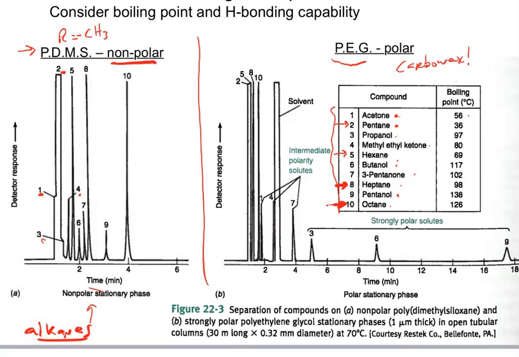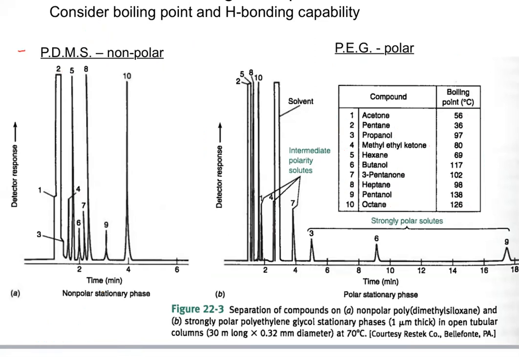What are their boiling points? Pentane's 36, hexane's 69, 98, 126. The boiling point is increasing as the later eluting peaks come off the column, or the boiling point increases as retention time also increases, right? So for these alkanes, we see this clear pattern. Higher boiling compounds elute later. And again, that's kind of our general overarching principle.